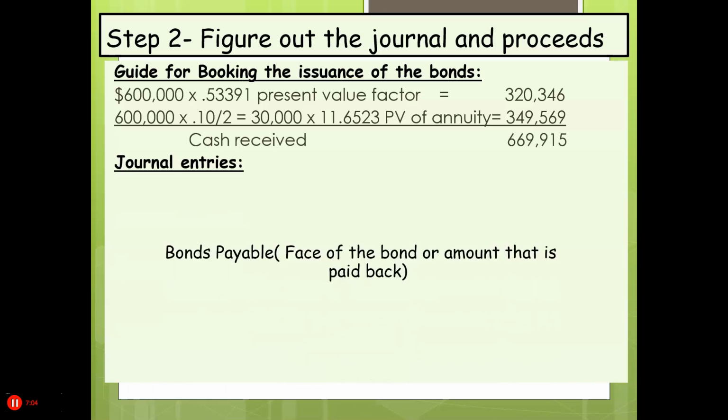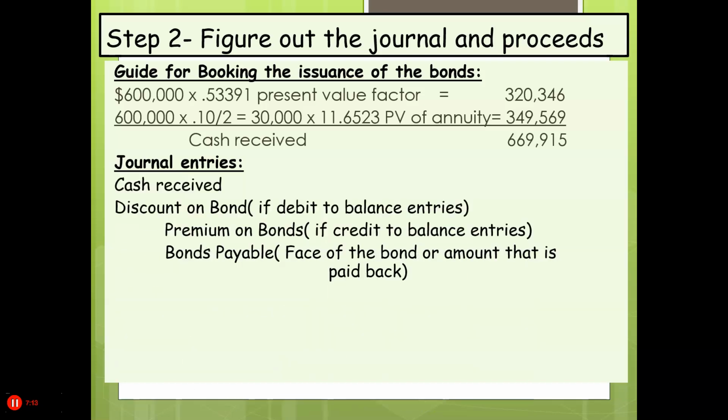Now, first we do the bonds payable, which is always the face of the bond, or the amount that is paid back. Then we can do the cash received. That is always going to be the actual amount, which we're showing up there. Now, if you have to debit it, you have a discount. If you have to credit it to make them balance, you have a premium.